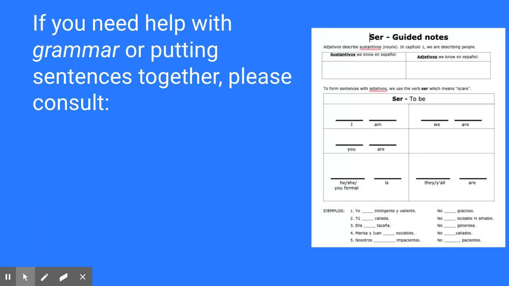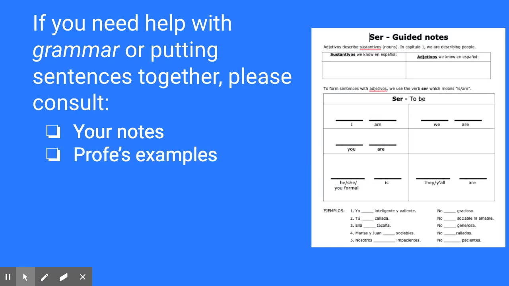Now, if you need help with actually grammar and putting sentences together, there are a lot of things that you could consult. First of all, you could consult your notes. We're always going to be having guided notes and things like that in the class explaining grammar concepts. You might want to look at some of Profe's examples. So I'm always going to put, or a lot of times I put examples at the beginning of writing activities so you can really see how the sentences are structured, or I might give you sentence stems as well.